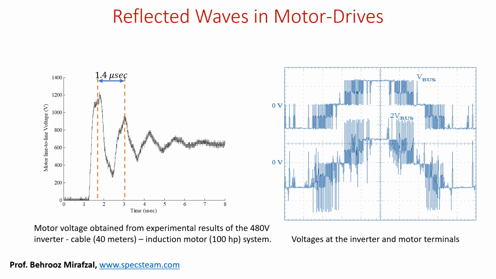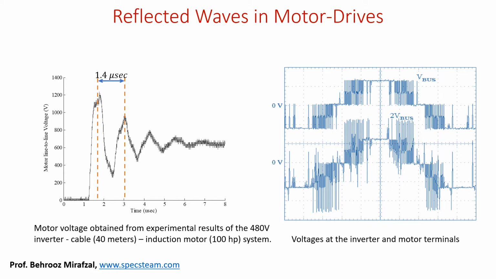In this slide I'm showing the voltage at the inverter terminal and the voltage at the motor terminal. You can see the voltage at the motor terminal has some spikes at twice the DC bus voltage. That's due to the reflected wave phenomenon.